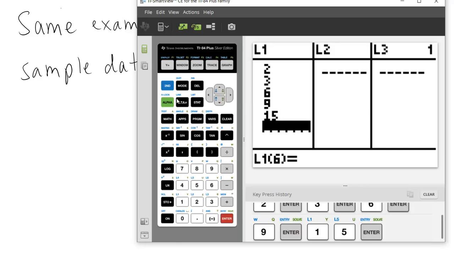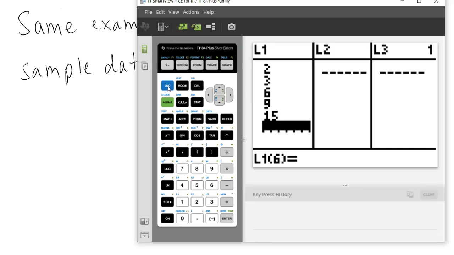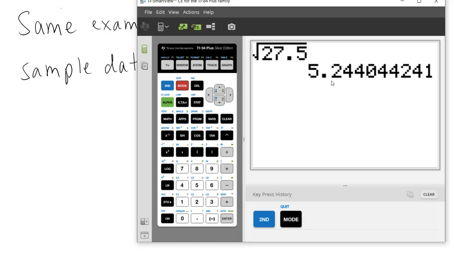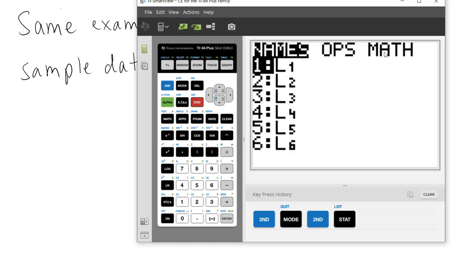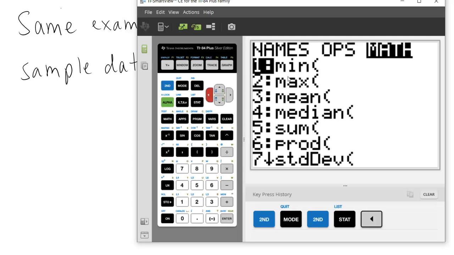I'm going to quit back to my main screen, second mode. To access the list screen, we push second and the stat key. We want to do some math, so I'm going to scroll to the left. And then if you look down the list, choice 7 says STDDEV, which is a common abbreviation for standard deviation. And in fact, this calculates the sample standard deviation. Again, the population standard deviation is done slightly differently, so it's important that you know that.